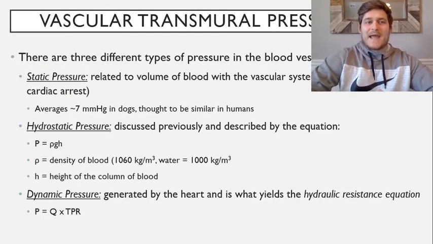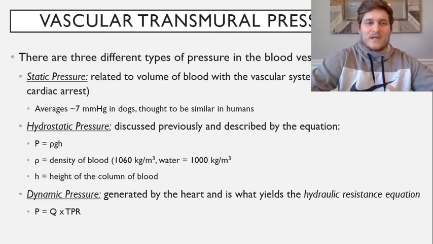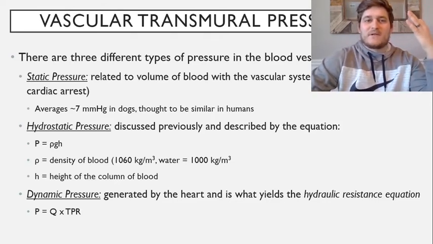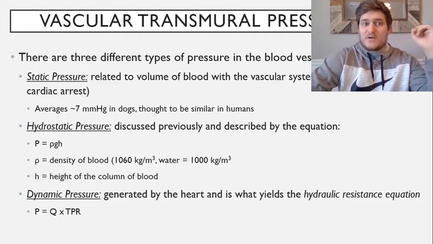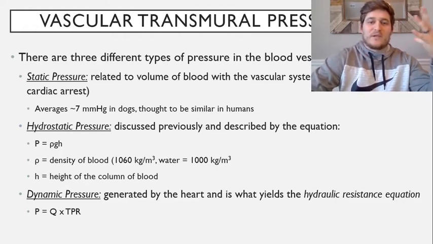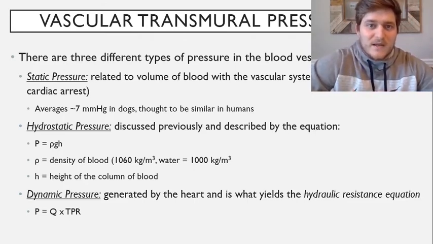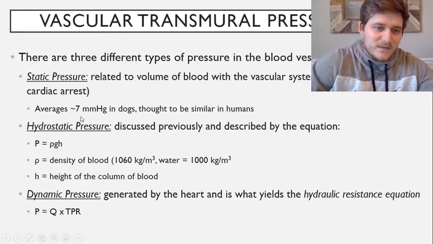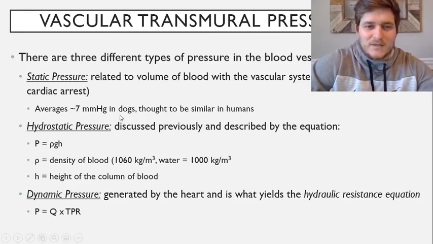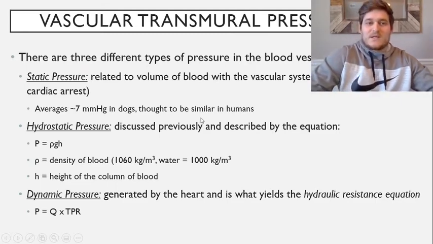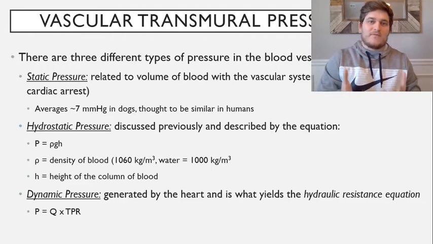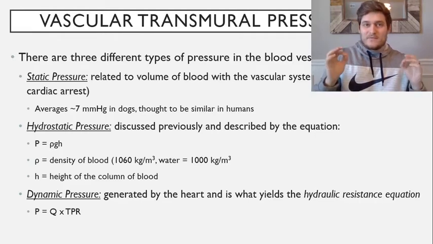When we are looking at the different pressures within a blood vessel, there are 3 different types. We have static pressure, which is related to the volume of blood within the vasculature at zero flow, so no blood is flowing. So typically it's going to be around 7 mmHg in dogs and is thought to be similar in humans. So the static pressure is just basically the pressure of the blood itself, right? The more blood you have, the more pressure it's going to put against the walls of those blood vessels. And so again, that pressure just by the blood itself, static pressure.